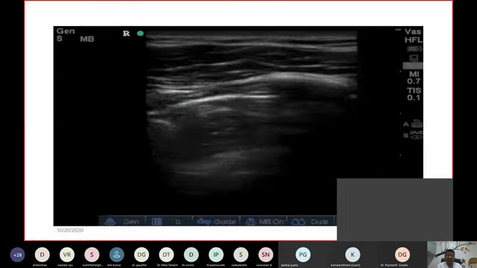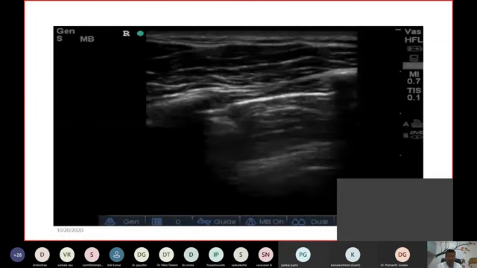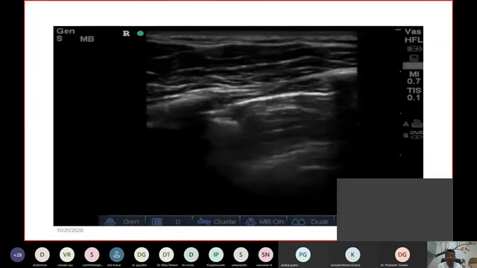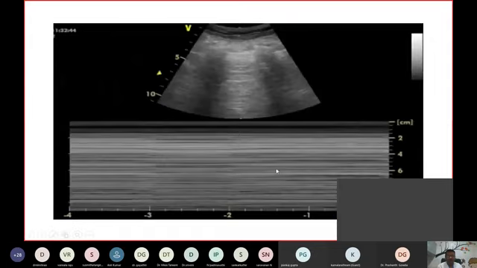So what you will do, you put M mode through this. Once you put M mode through this, this is what you'll see. You have a barcode sign basically. There are no T lines. So there is no lung pulse. So if you don't see a lung point, then you search for a lung pulse. If there is no lung pulse, it is pneumothorax. So this is how you diagnose a pneumothorax on lung ultrasound.